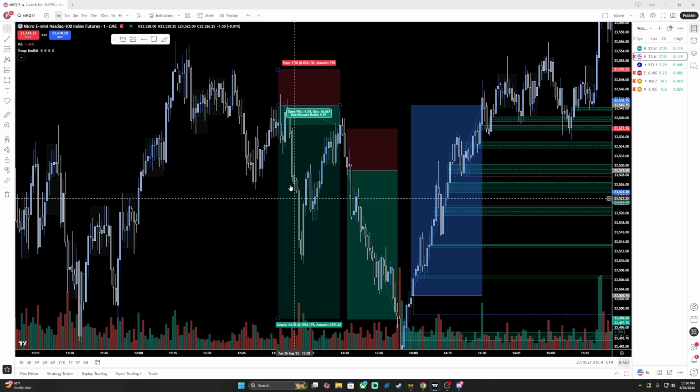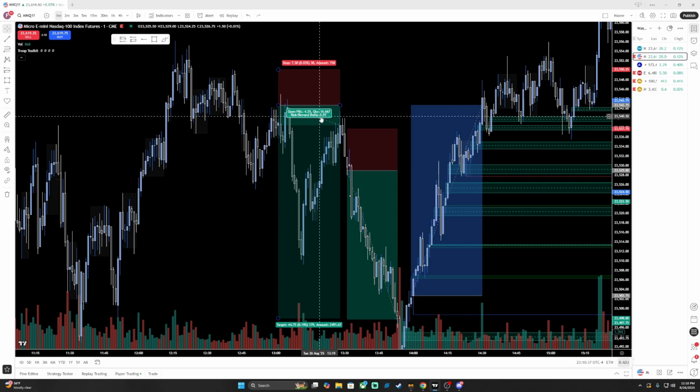Then I had to go. I think I was making lunch or something right around here. So I moved my stop loss up here, right behind where this first fair value gap was started. And that was my exit price.